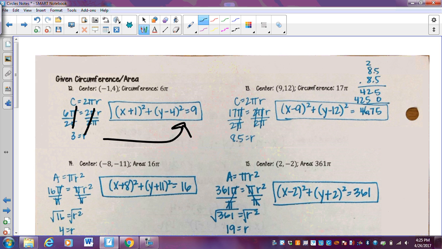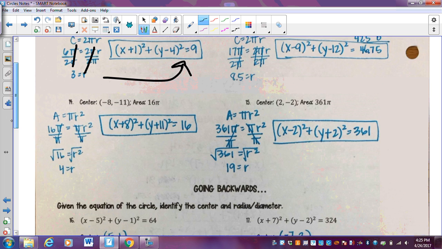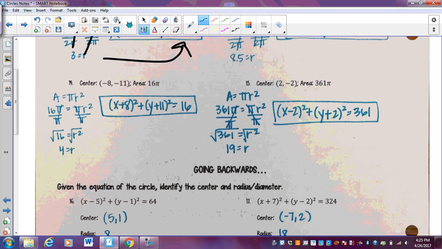The only other type on this section is when they give you the area. So in this case, area equals pi r squared. And you substitute A with 16 pi. So put that in the equation for A, and then solve for r. So you divide by pi, and then take the square root. So your radius is 4. And that's your equation. So that was those.